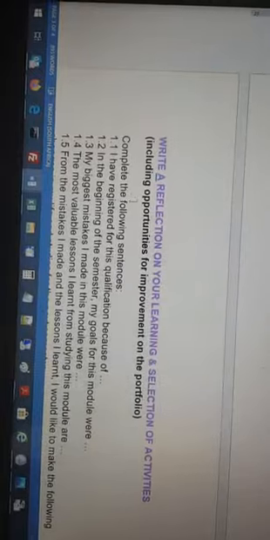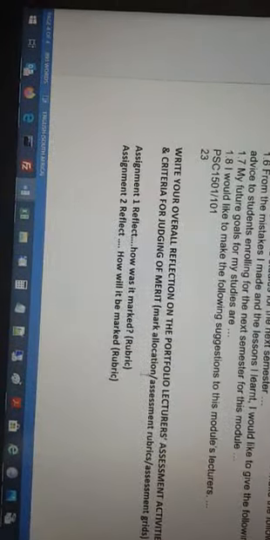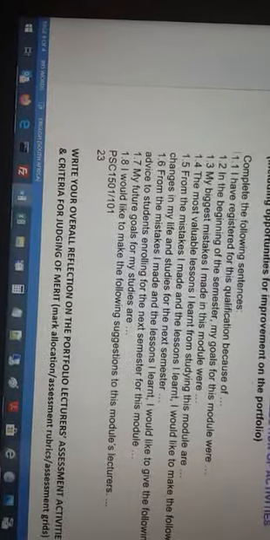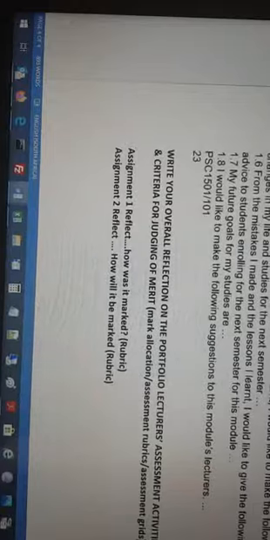Then number 6 will just be another thing. I will go through that with you. It's going to be easy. We just have to go through it. And the same with the last parts, asking you to write your overall reflection.